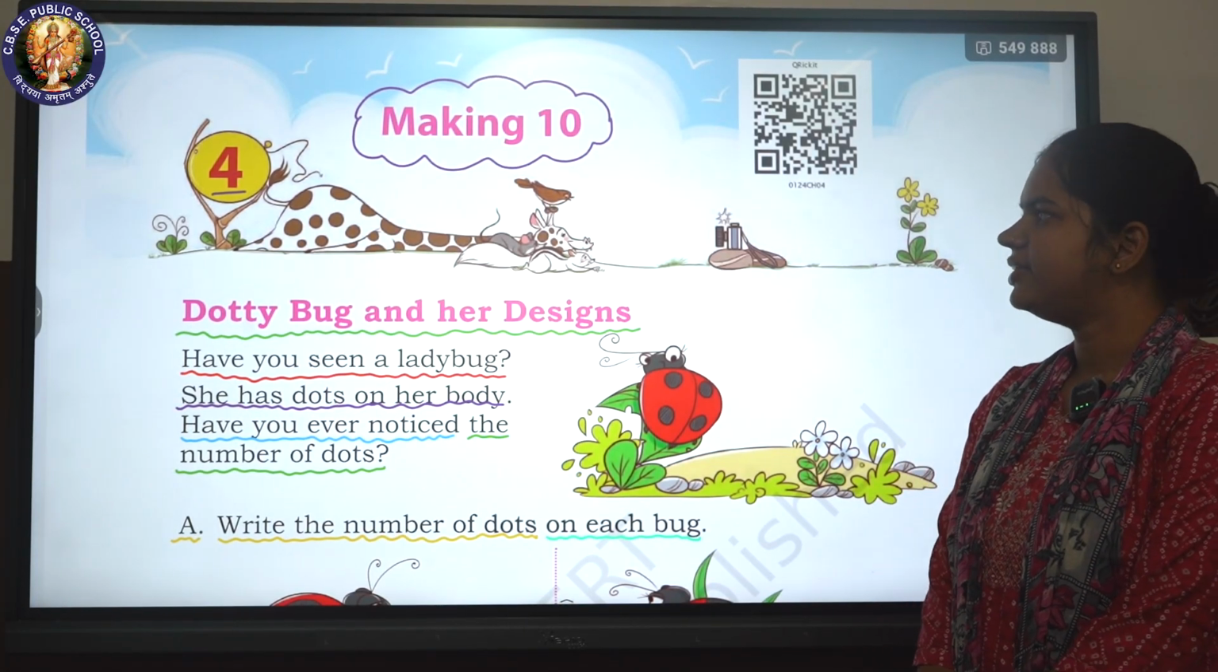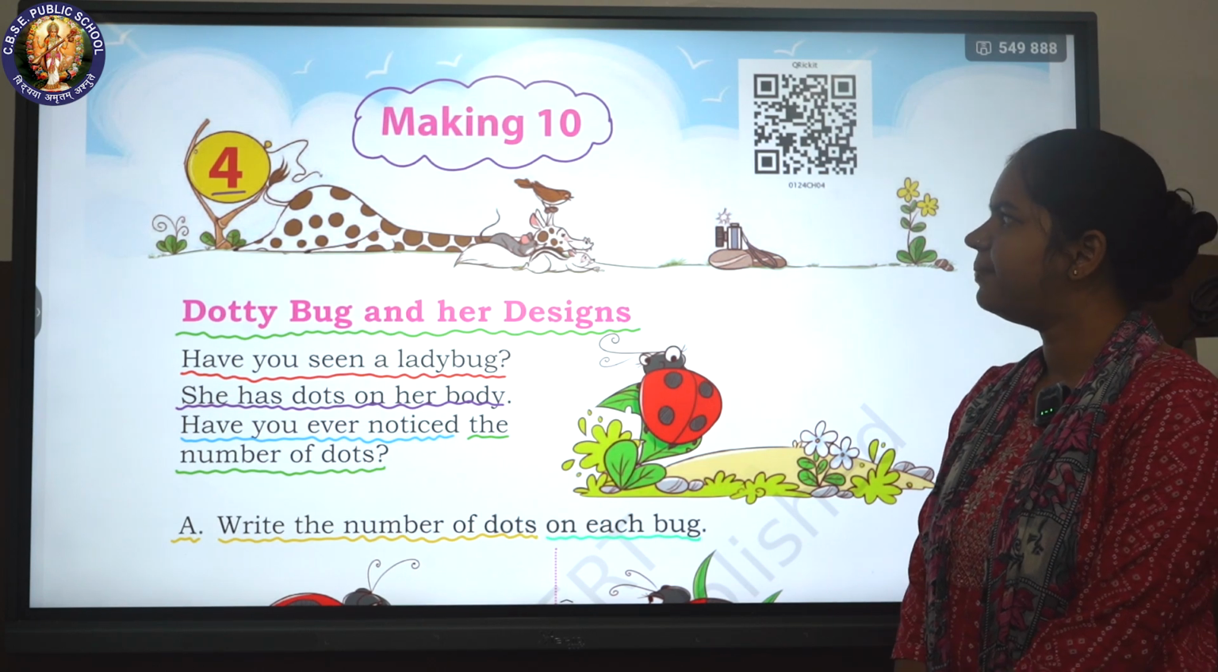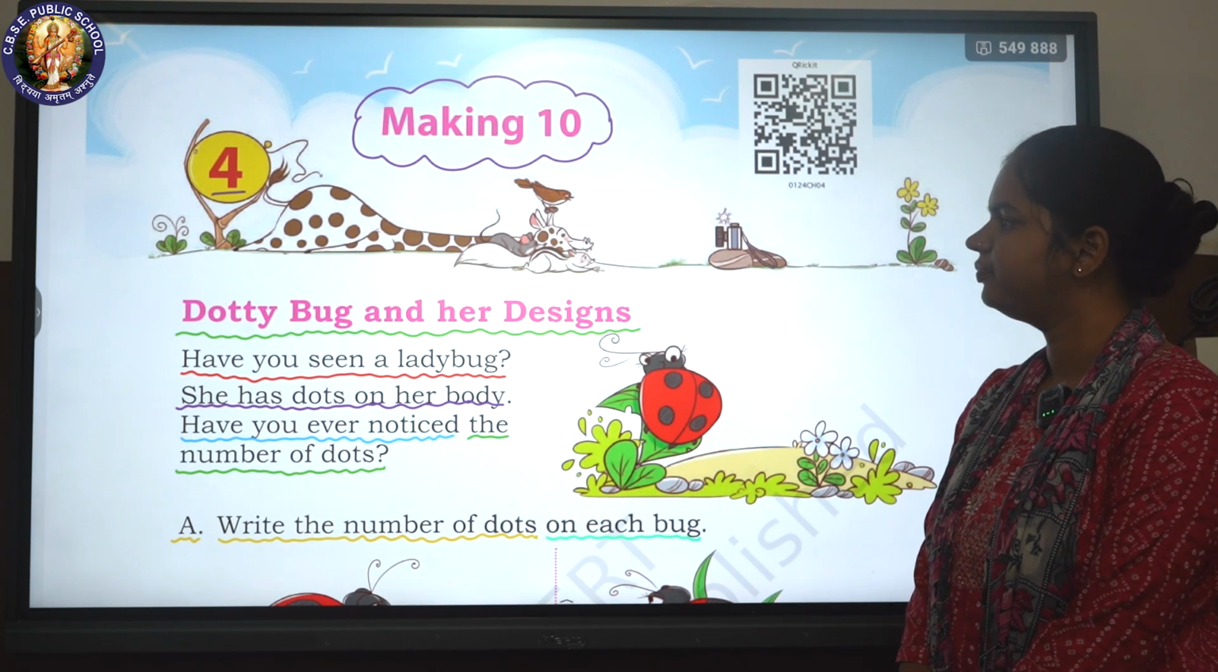Today we are going to read chapter 4 from our Joyful Mathematics book of class 1, and the chapter name is Making 10. Let us read.